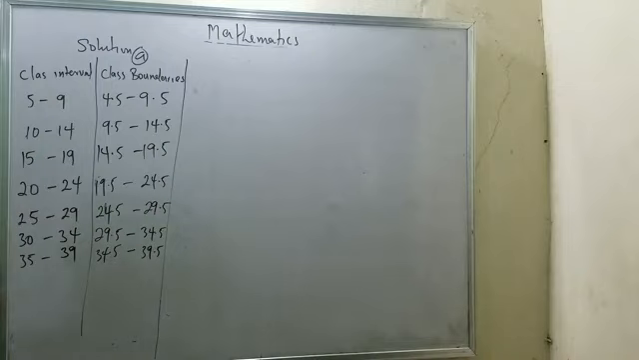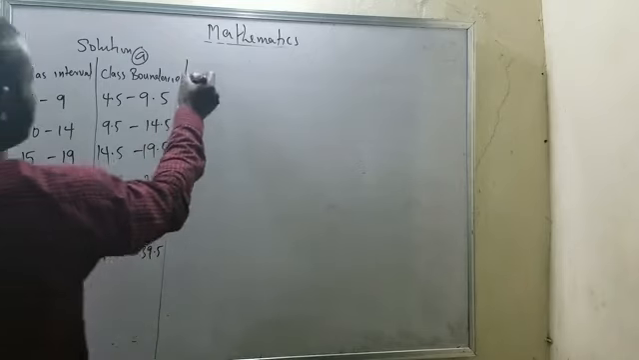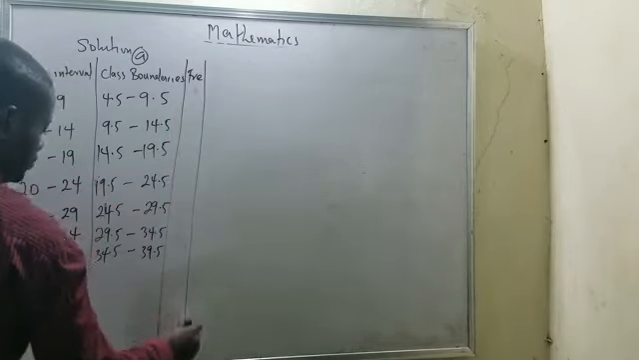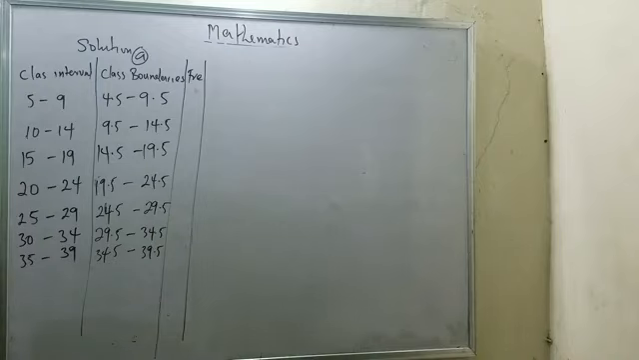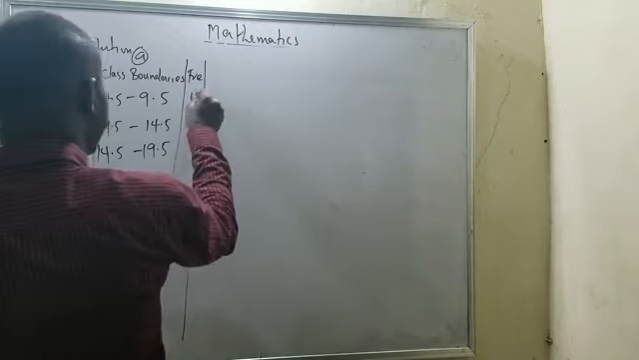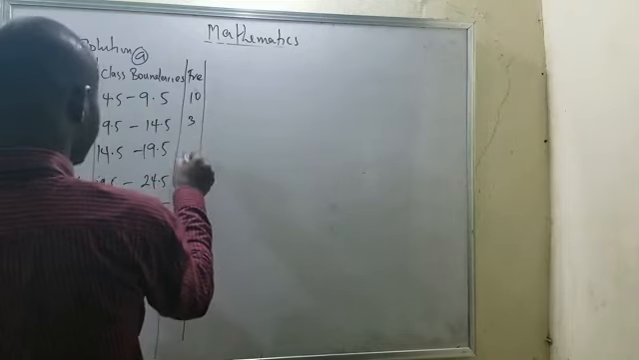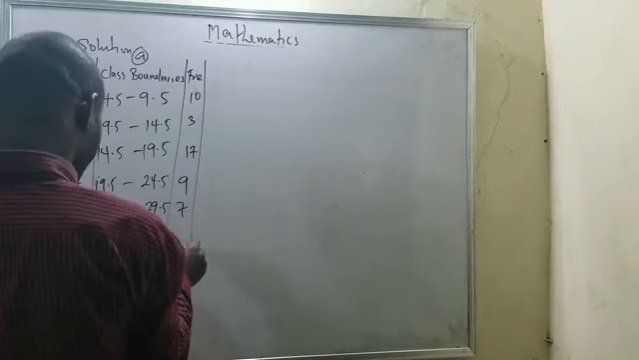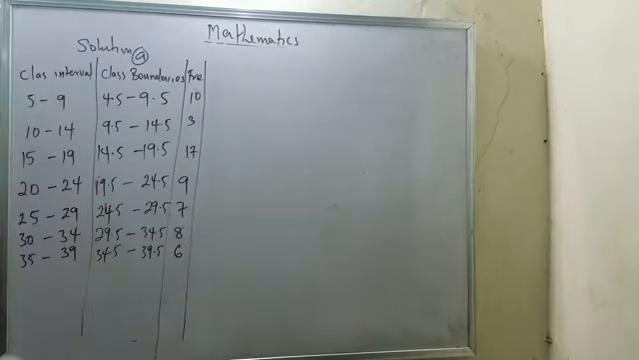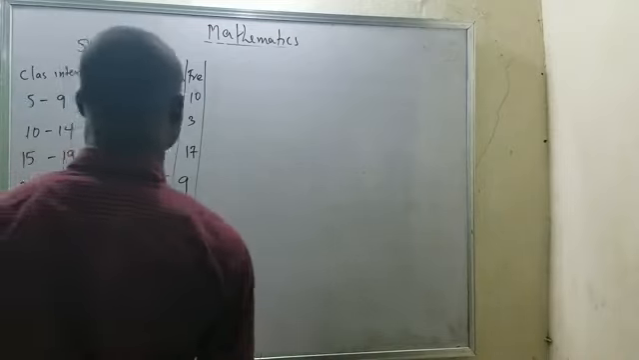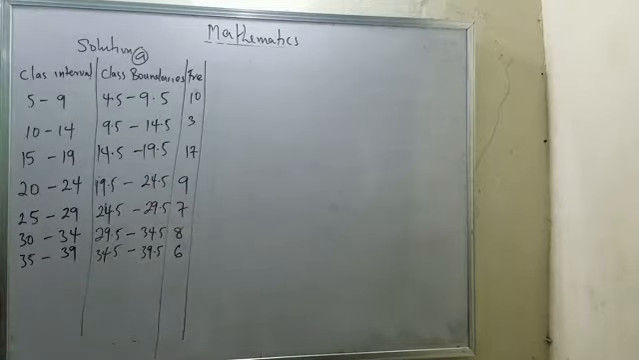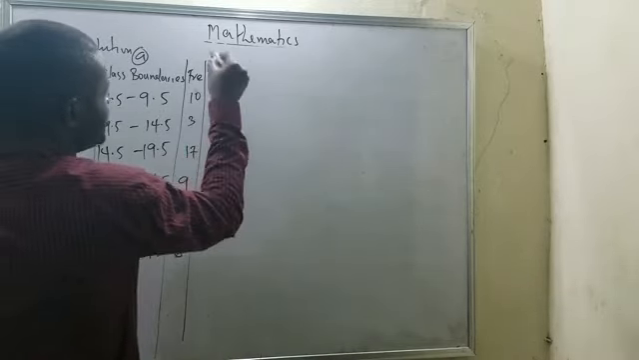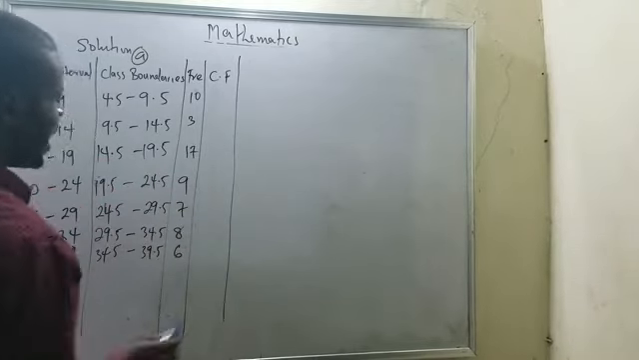Now, it means my question A is solved. B, how do I achieve my B? My frequency is very, very important. The frequency is given as follows: 10, 3, 17, 9, 7, 8, and 6. Now, the next thing to move further on this question is I must find my cumulative frequency. Take note of that.